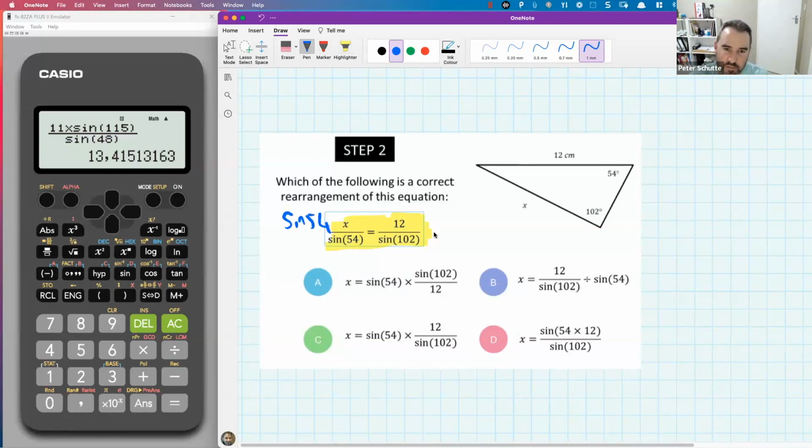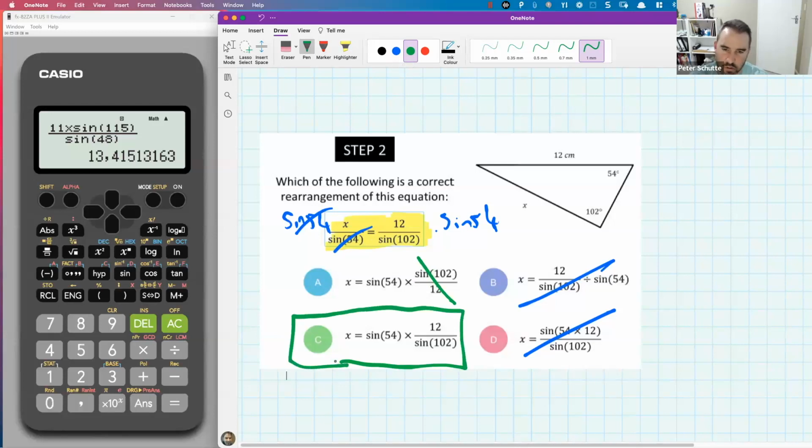I know I'm going to times both sides by sine of 54, and I'm looking for a times. So it can't be those two, and it can't be A because it's the wrong way around. It should be 12, so this has to be the correct option. I see. Yes, so C is correct.